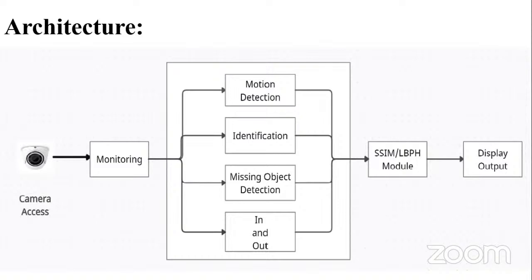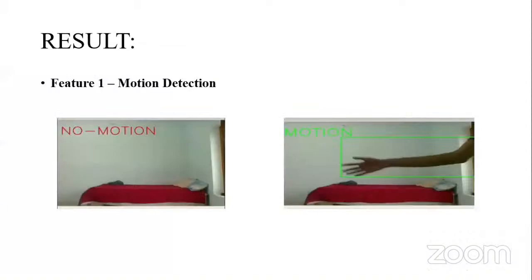Taking each frame, it will send it to the algorithms SSIM or LBPH, that is structural similarity index measure and local binary pattern histogram. It will train the model and display the output by sending users notifications. In the results, the first feature is motion detection. In the first frame we can see there is no motion, and in the second frame we can see that motion has occurred. It will show that the motion has occurred.